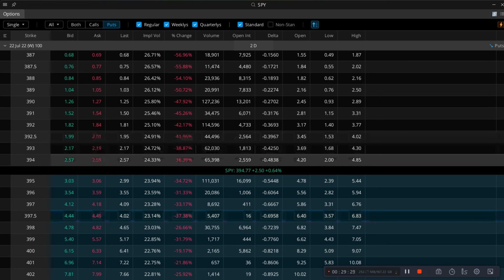Bid, ask, same thing like a stock, guys. Stocks have bids, stocks have asks. They move just the same, except the bid here is times 100. The ask here is times 100.